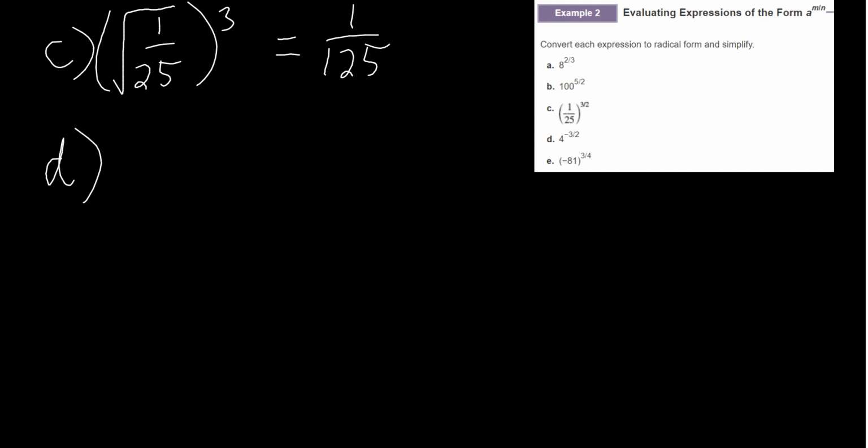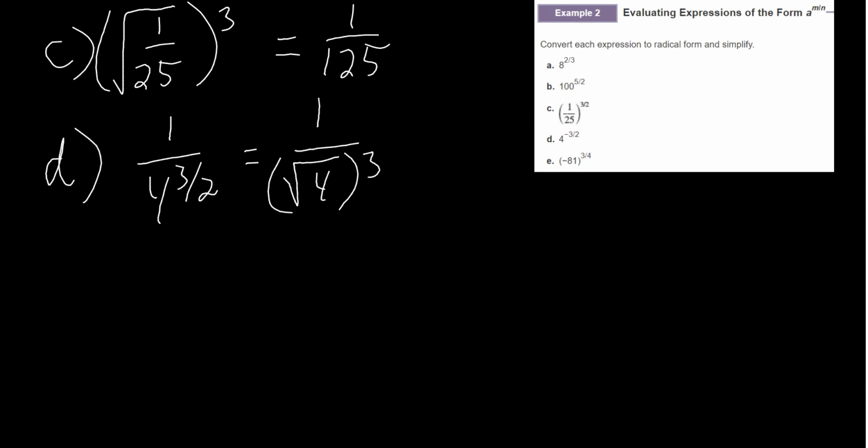And then D, we just did D. We're going to do it again. We're going to say 1 over 4 to the 3 halves. All right, we know that can be written as 1 over the square root of 4 cubed. Well, the square root of 4 is 2. 2 cubed is 8, so 1 over 8.